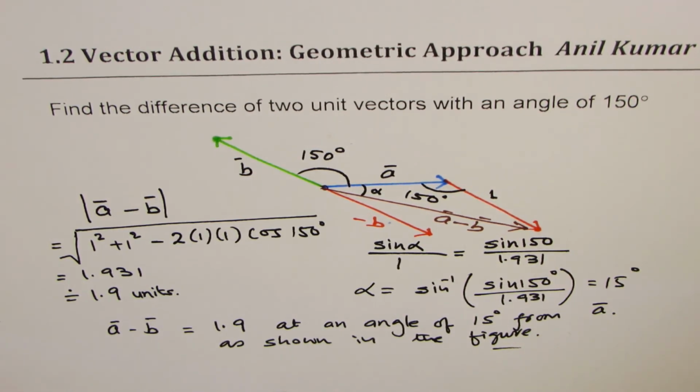Well, that brings us to the end of our 1.2 vector addition review. We adopted geometric approach to solve questions. Sine law and cosine law helps to find the magnitude and direction as we have seen in these examples.